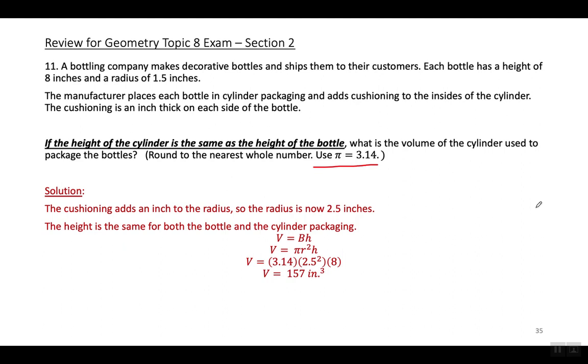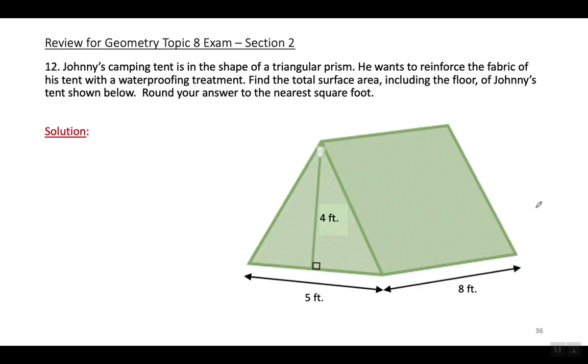Okay, question number 12. Johnny's camping tent is in the shape of a triangular prism. He wants to reinforce the fabric of his tent with a waterproofing treatment. Find the total surface area, including the floor, of Johnny's tent shown below. Round your answer to the nearest square foot.